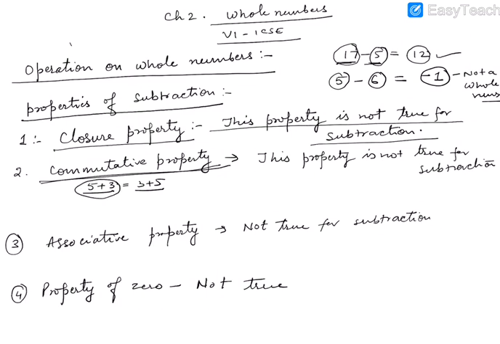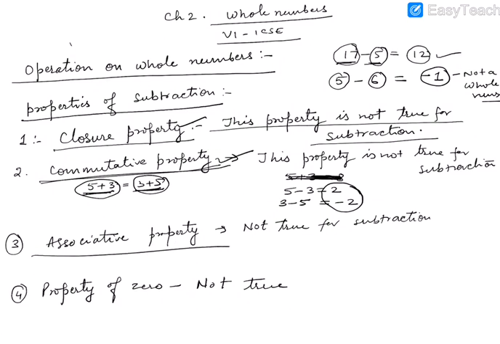I have changed the sequence. First I wrote 5 then 3, and here first 3 and then 5, and in both cases the answer is the same. But in subtraction, 5 minus 3, the answer will be 2. And when you change the sequence, 3 minus 5, you will get minus 2. In both cases the answer is not the same. So this property is not true for subtraction. Subtraction doesn't follow the closure property, and it doesn't follow the commutative property.